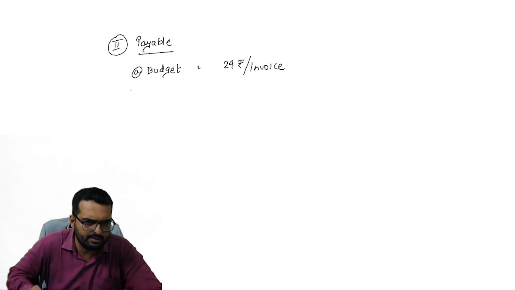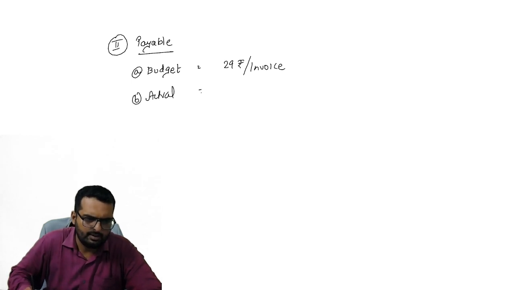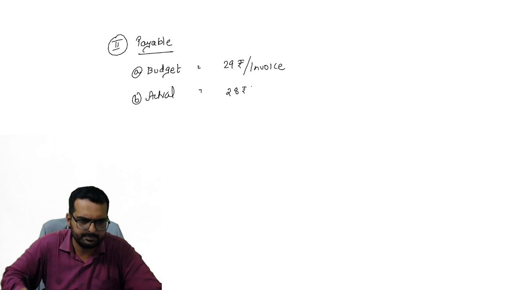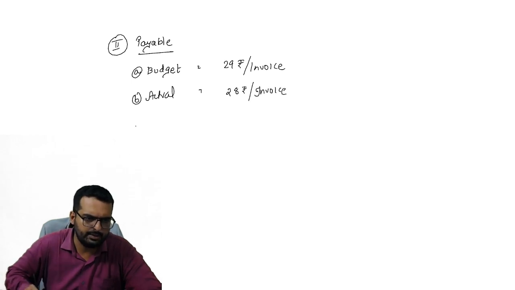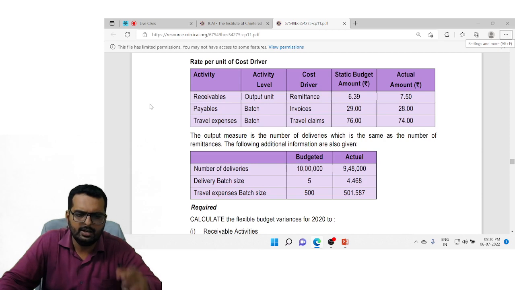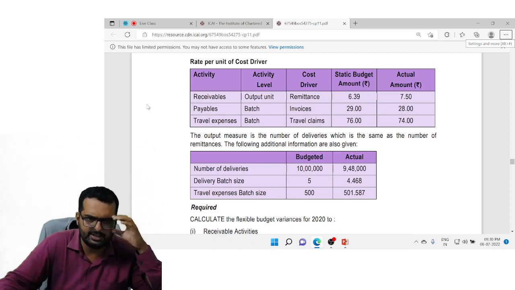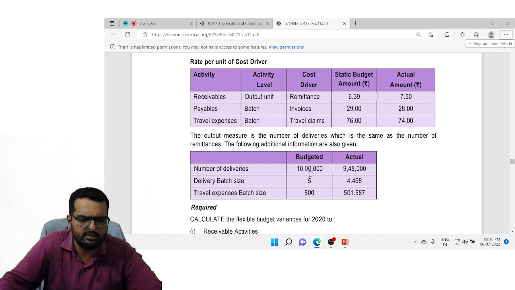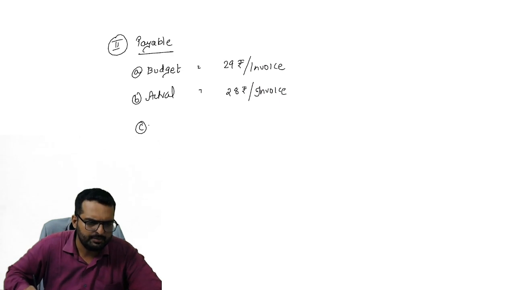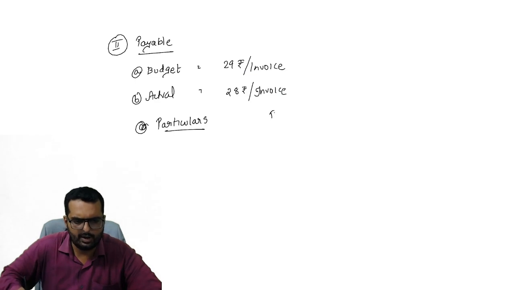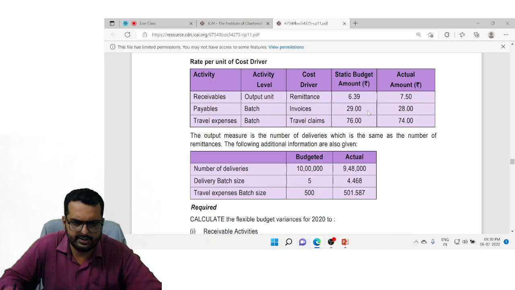Am I right? So that is the driver. Whereas the actual turns out to be what? 28 rupees per invoice is going to be the actual. All right. So we have the budget, we have the actual. It's based on invoices. Down they have given the number of deliveries and the delivery batch size. From this, we can actually find out the number of batches, right? I'll just draw a table below this. Particulars. You have the budget and you have the actual.